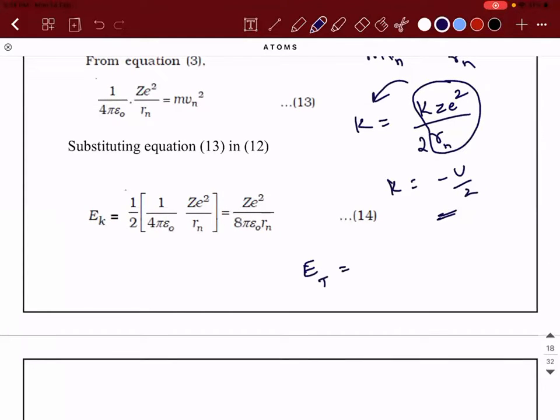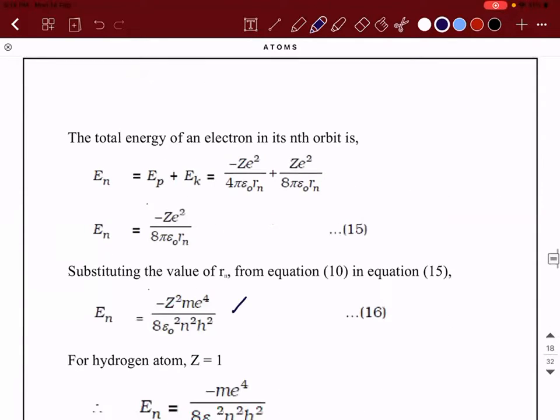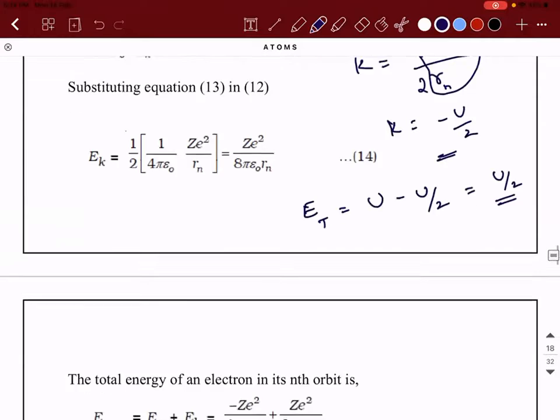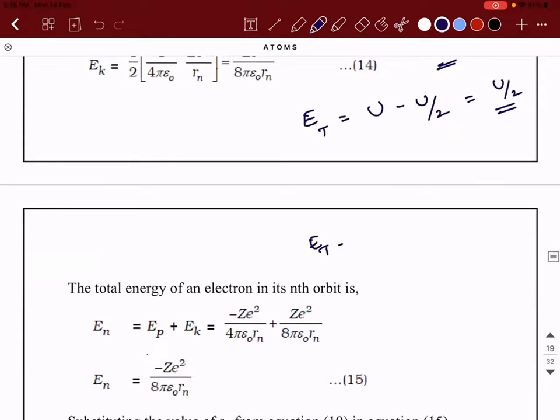Right. Then what is going to be the total energy? E total will be equal to kinetic energy plus potential energy. Potential energy is U. Kinetic energy is minus U by 2. So how much will you get? You will get the total energy as U by 2. U is minus kZe square divided by Rn, but you already have a 2. So minus kZe square divided by 2Rn is going to be the total energy of the electron that is present in a particular orbit.